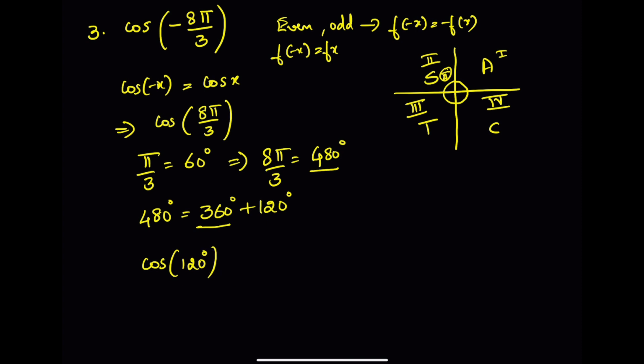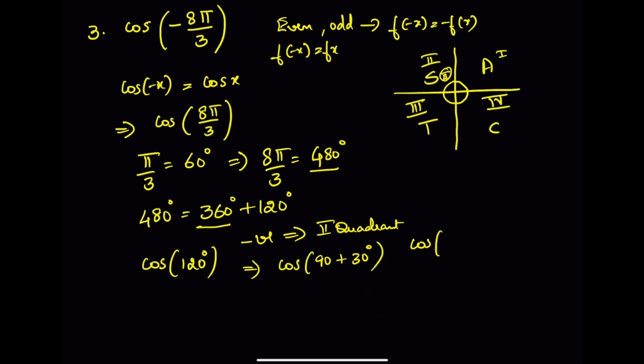Now, what would cos of 120 degrees be? It would definitely be a negative value because it is second quadrant. We are sure about that. Now, when it is second quadrant, we can redefine this as cos of 90 plus 30 degrees.